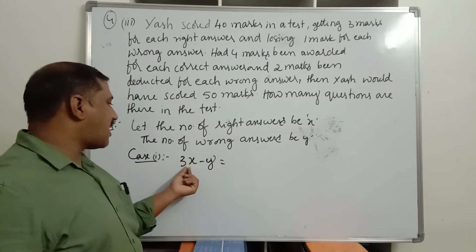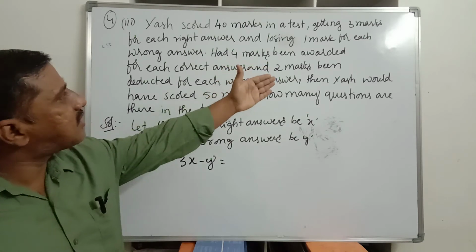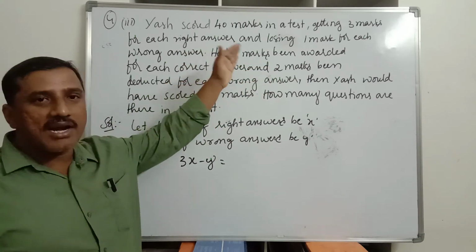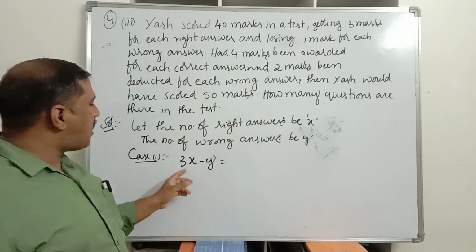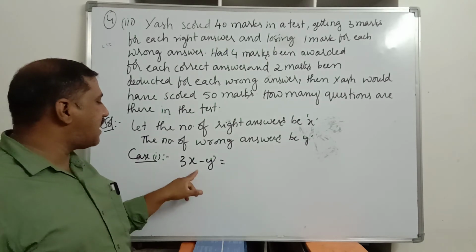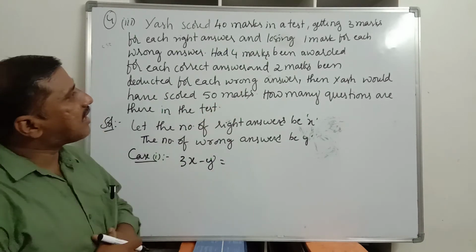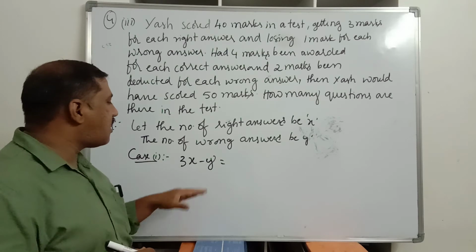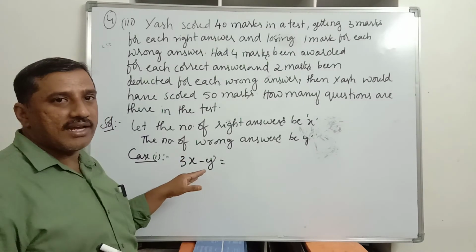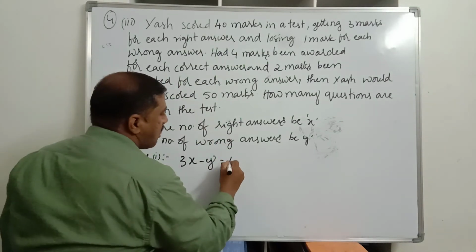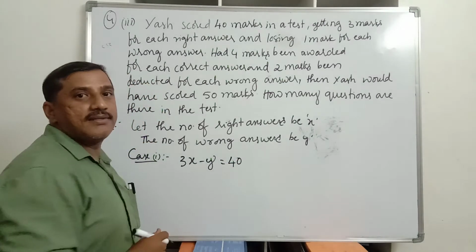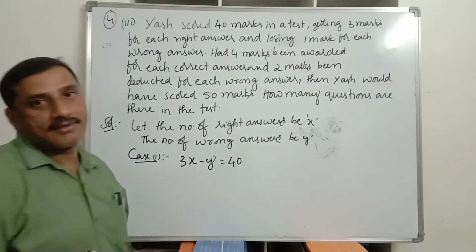Total marks for correct answers, and for wrong answers he is losing 1 mark each. So the total marks for correct answers is 3x, and the marks deducted for wrong answers is y. 3x minus y is equal to how much? 40 marks. Is it clear? That is case 1.